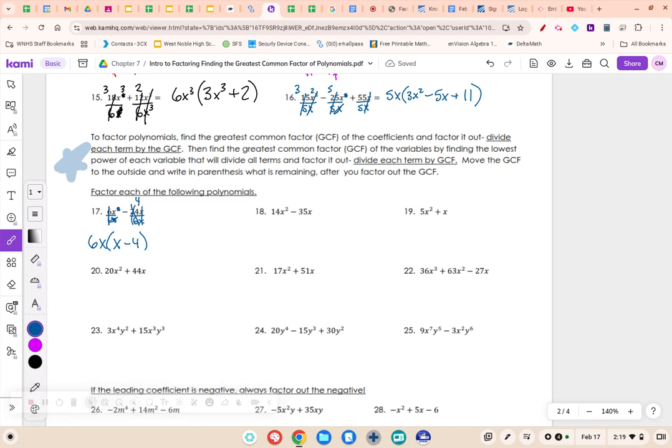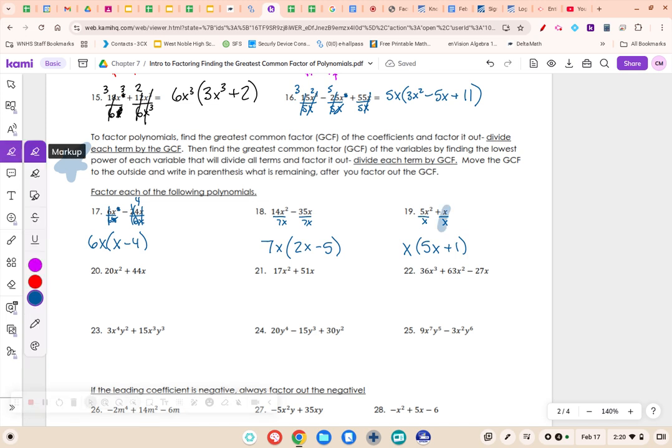Okay, this next one. 14 and 35 have a number GCF of 7 and a letter of x. So those go outside the parentheses. Now I divide, and I am left with 2x minus 5. Question 19 does not have a number GCF because 1 and 5 only have one alike. And that's not helpful, but it does have a letter that we can take out, which is just x. So we're left with 5x plus 1 with x on the outside.